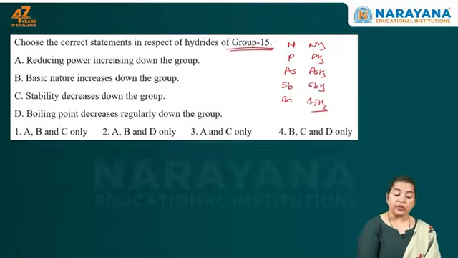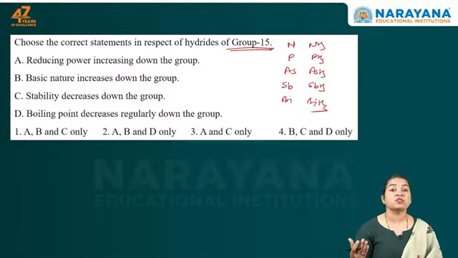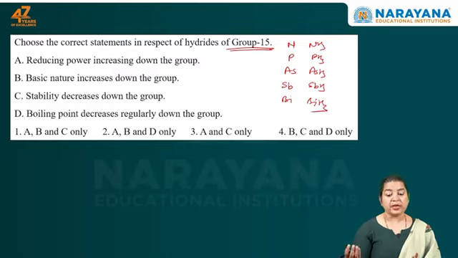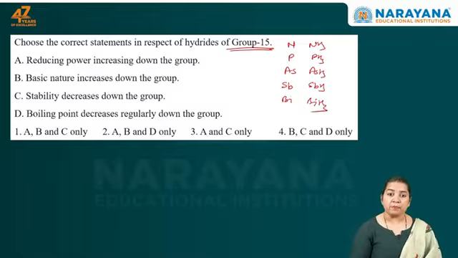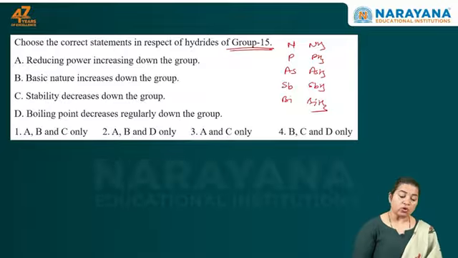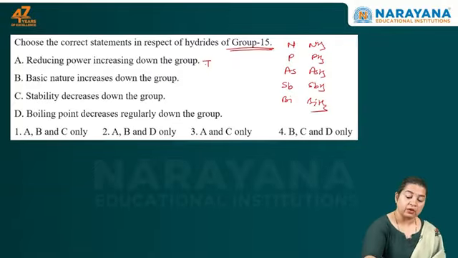Statement number 1: reducing power increases down the group. Yes, as their thermal stability decreases, their capacity to reduce others increases. Their thermal stability is decreased, they become a source of hydrogen. BiH3 is most unstable, and thus it is an easier source of hydrogen certainly as compared to ammonia, right. So, reducing power increases down the group is a true statement.